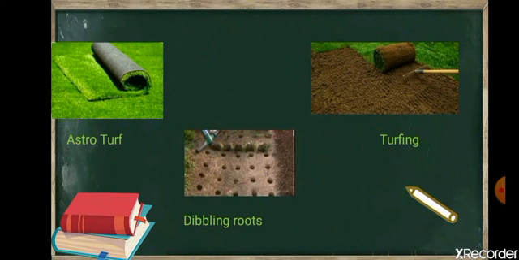Dibbling of roots, another method. This is the cheapest but time consuming method. Small pieces of grass root should be dibbled 10 to 15 cm apart in a leveled ground when it is wet after rain. The roots spread and grow underground in the course of 6 months, making a fairly compact lawn by frequent mowing, rolling, and watering.